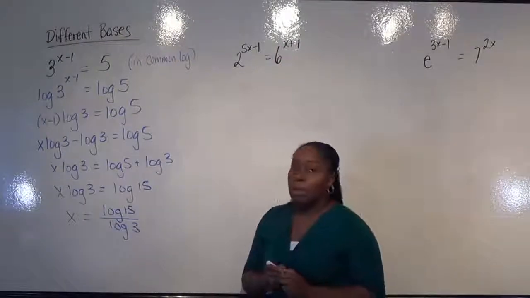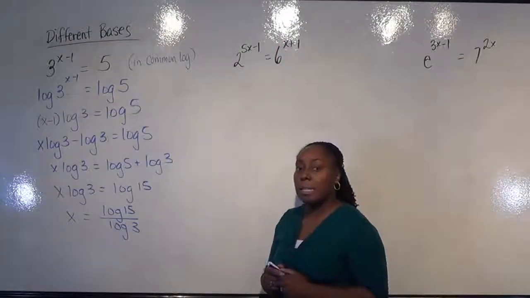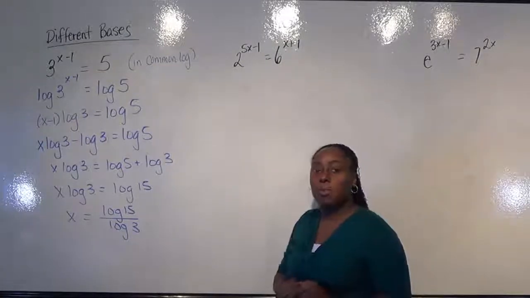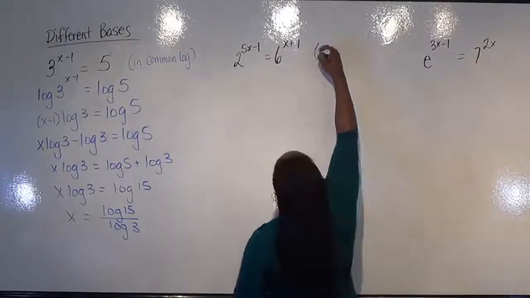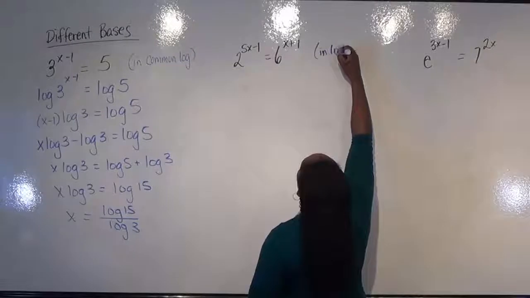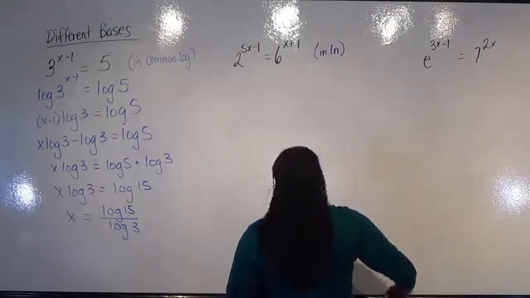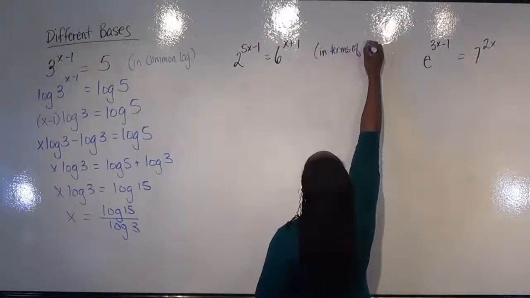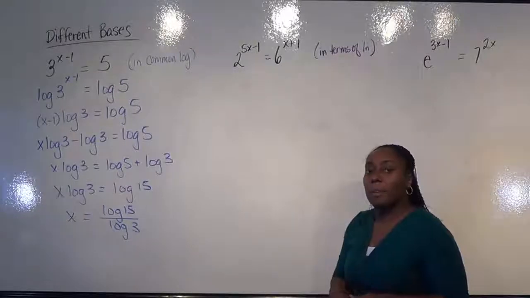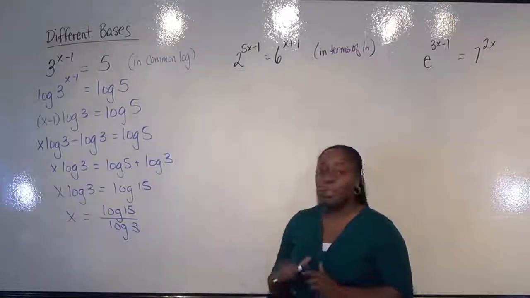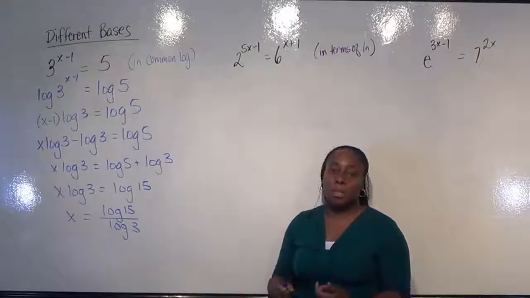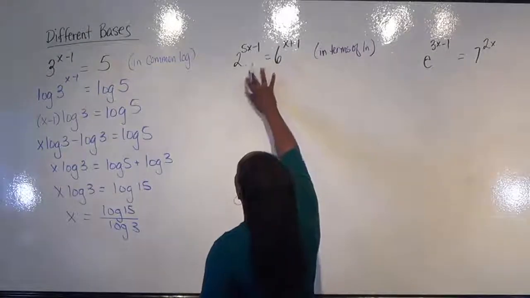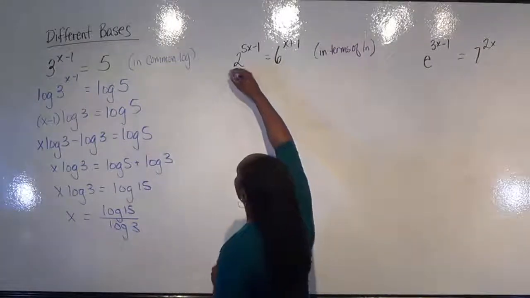So 2 to the 5x minus 1 equaling 6 to the x plus 1. It's the same type of problem. The difference now is I have x in both exponents. For this one, let's look at this in terms of the natural log, so let me write it this way, in terms of ln. The process you'll see is very similar to what we just did. The only main difference is I'm using a natural log instead of a common log. So here, again, because I can't get the bases the same, I'm going to start by taking the natural log of both sides.